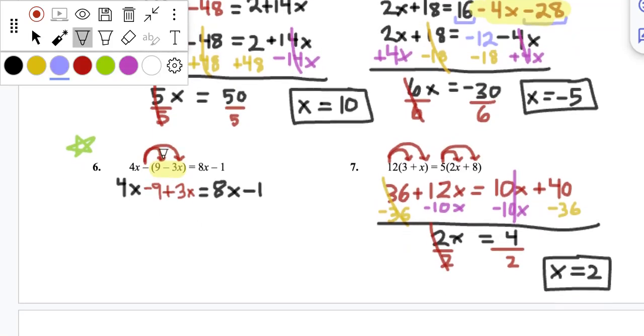Okay, let's keep going. Our next step is going to be combining like terms. On the left side, we're going to see that 4x and 3x can be combined together. 4 apples plus 3 apples is 7 apples. And everything else stays the same. We have a -9 there. We also have an 8x minus 1 on the right side.